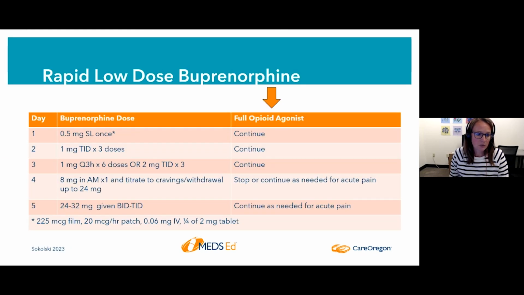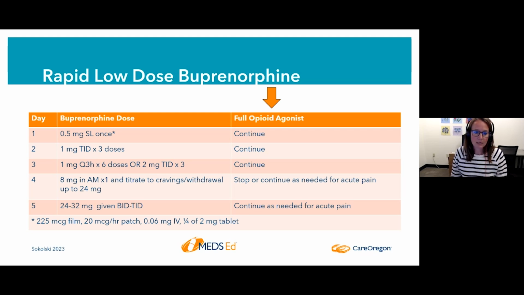There's lots of different dosing strategies out there. This is the one that we use in our hospital that has worked fairly well for us. We can get patients transitioned over in about 4 days. There are published ones that can get them over in 3, all the way up to 10 days. And so finding a transition dosing strategy for low dose that works for you will be important, but there's lots of them out there.